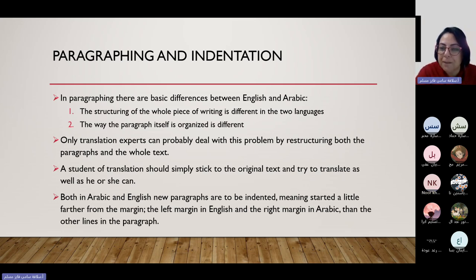The last thing we will talk about, or one of the last things, is paragraphing and indentation: how to write a paragraph and why to indent.